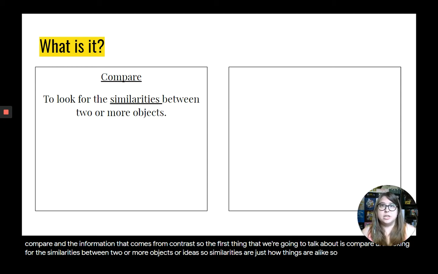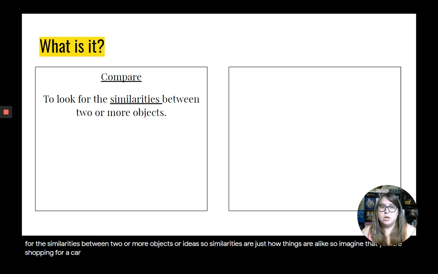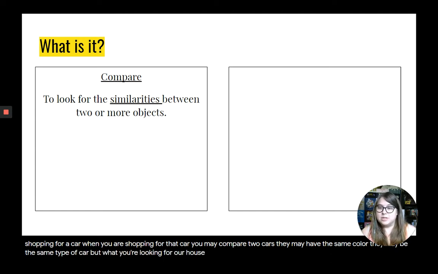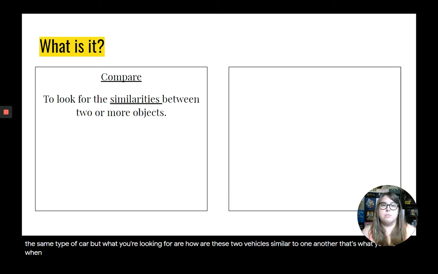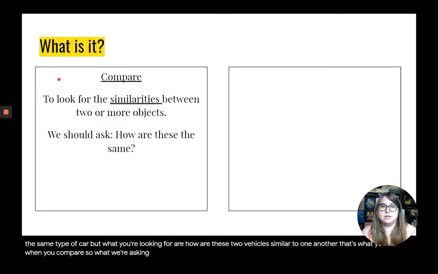So imagine that you are shopping for a car. When you are shopping for that car, you may compare two cars. They may have the same color, they may be the same type of car, but what you're looking for are, how are these two vehicles similar to one another? That's what you do when you compare. So what we're asking ourselves is, how are these the same?